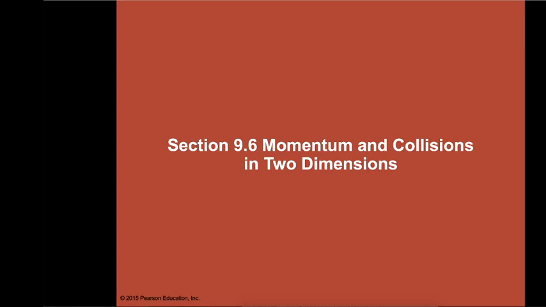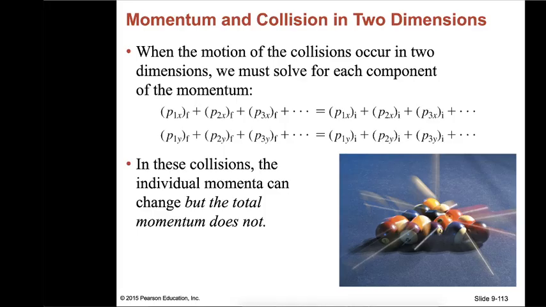Momentum and collisions in 2 dimensions. So far we have done examples in 1 dimension. It can be easily extended into 2-dimensional calculations. The only thing you need to remember is that when the collision occurs in 2 dimensions, we can solve it in each component, the x component and the y component. In these collisions, the individual momenta can change, but the total momentum doesn't.